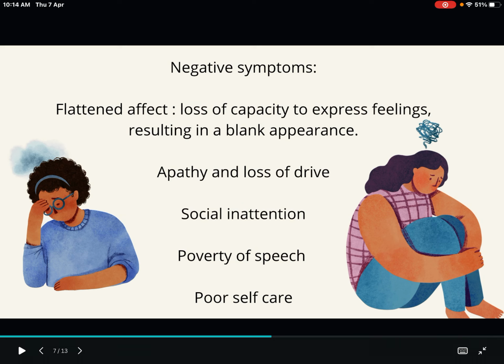In negative symptoms, flattened affect. There is loss of capacity to express one's own feelings, resulting in a blank appearance, apathy and loss of drive, social inattention, poverty of speech, and poor self-care.